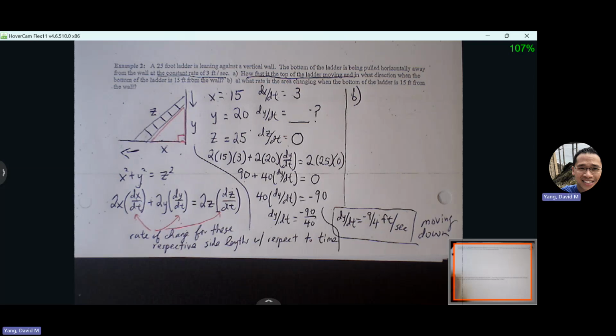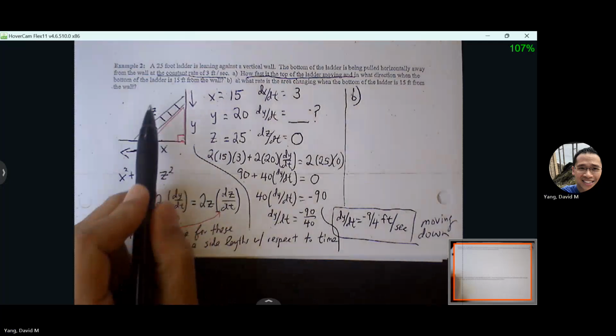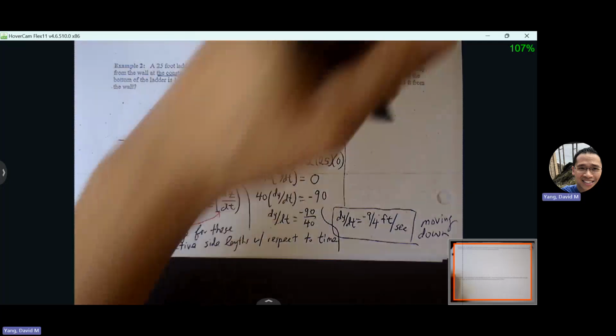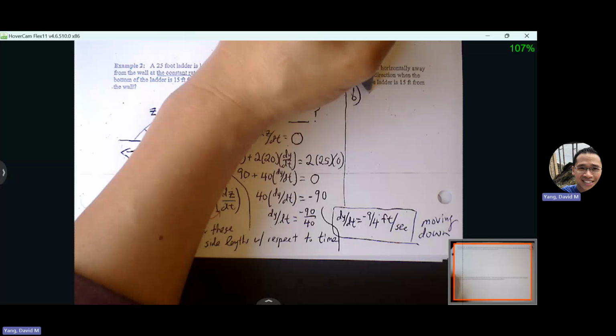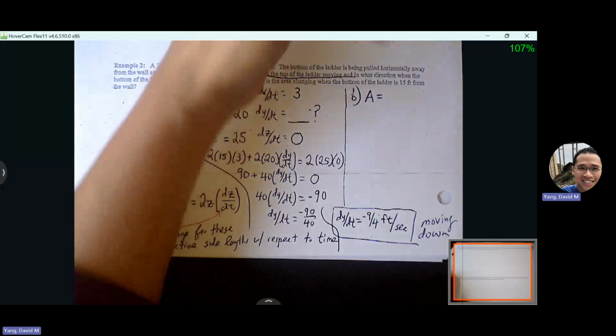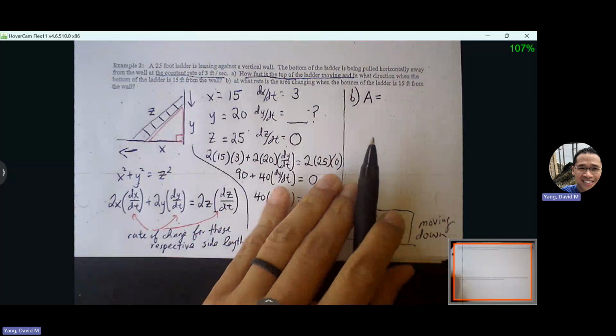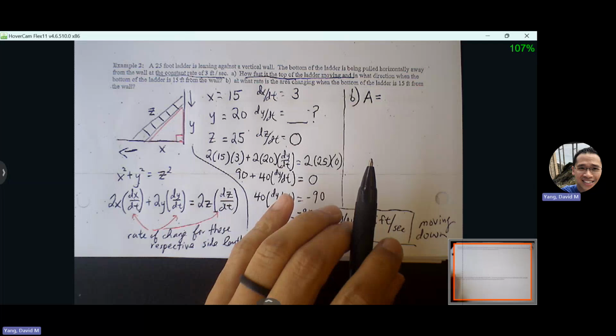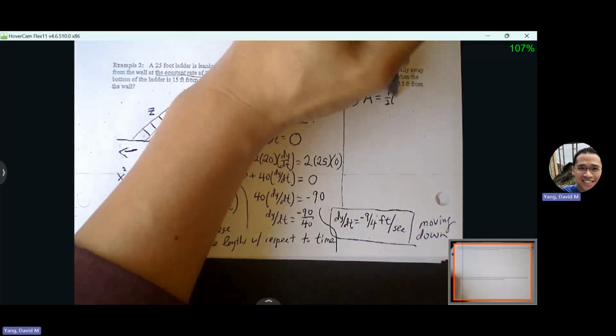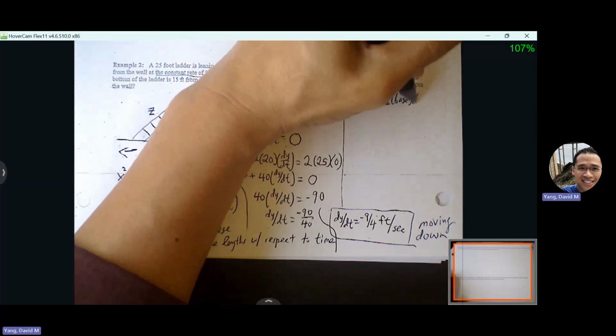All right, part B. At what rate is the area changing? So what shape do we have here? Triangle. Okay. So we have to build our area formula first before we can do anything with derivatives. So what's the area formula for a triangle? 1/2. Okay, so let me write that down. 1/2 base times height.